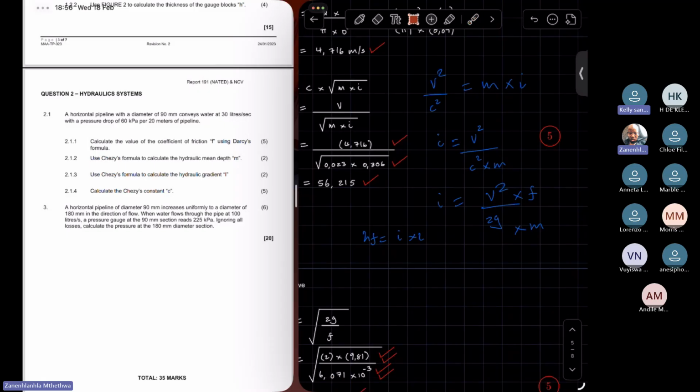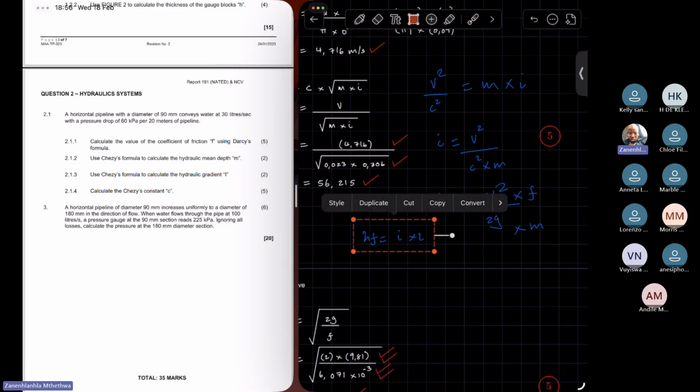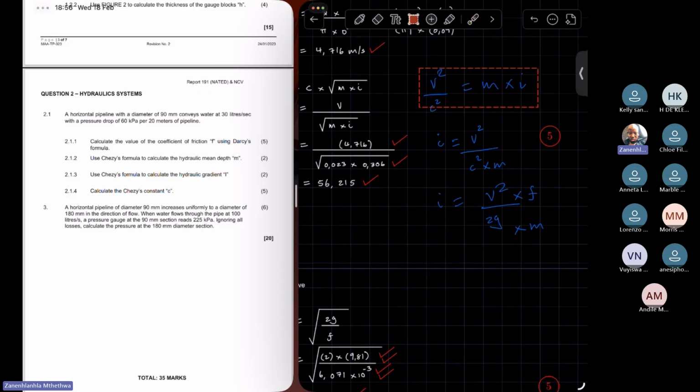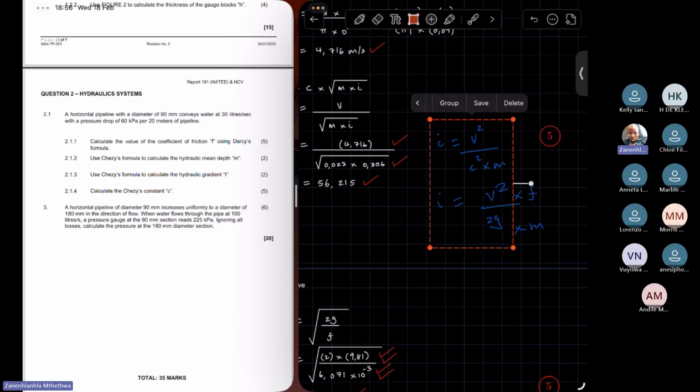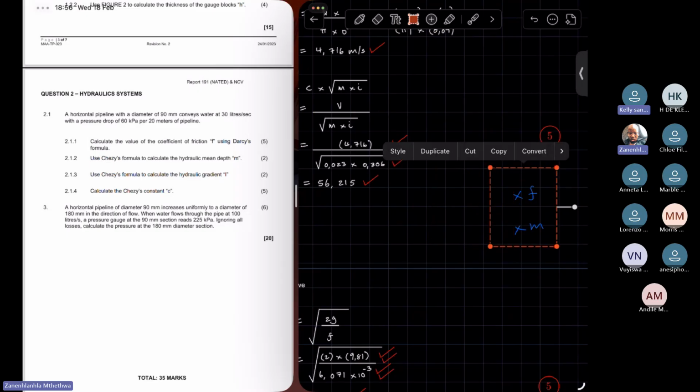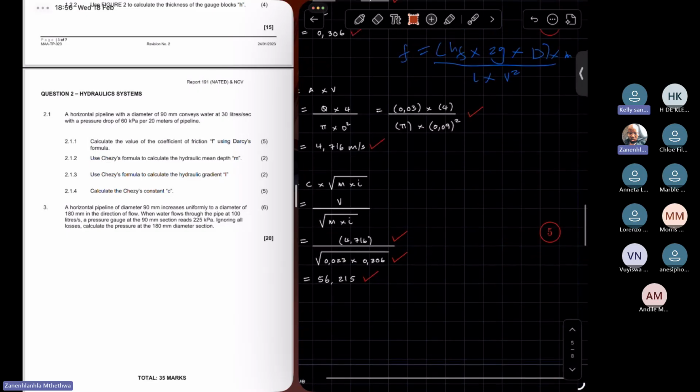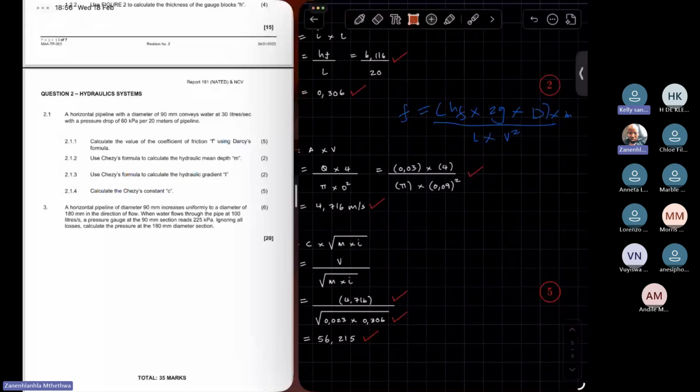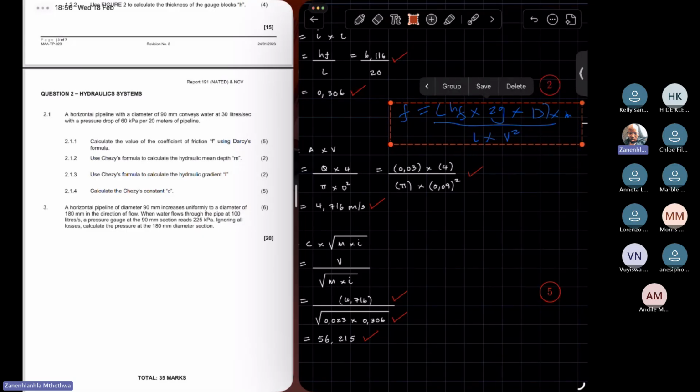But even then, you'd be incorrect because the instruction is clear, using Darcy's formula. I don't know if I'm making sense here. Okay, I will check on the textbook, because I confirmed from the textbook, but I will check and then revert. Thank you. All right, but if this is what you did, you will be incorrect because this formula incorporates Chase's formula.